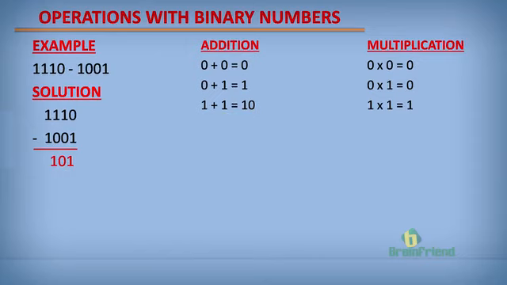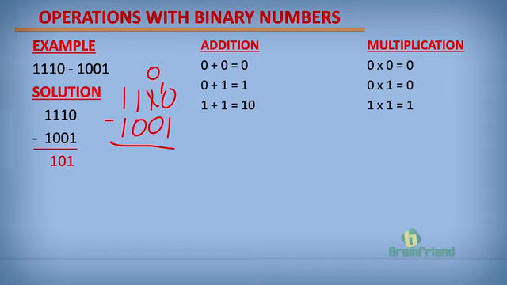The third example on operations with binary numbers. We have 1, 1, 1, 0 minus 1, 0, 0, 1. Now, 0 minus 1, this cannot go. So we borrow from this one. So this becomes 0, and this becomes 1 here. So this is 1, 0.